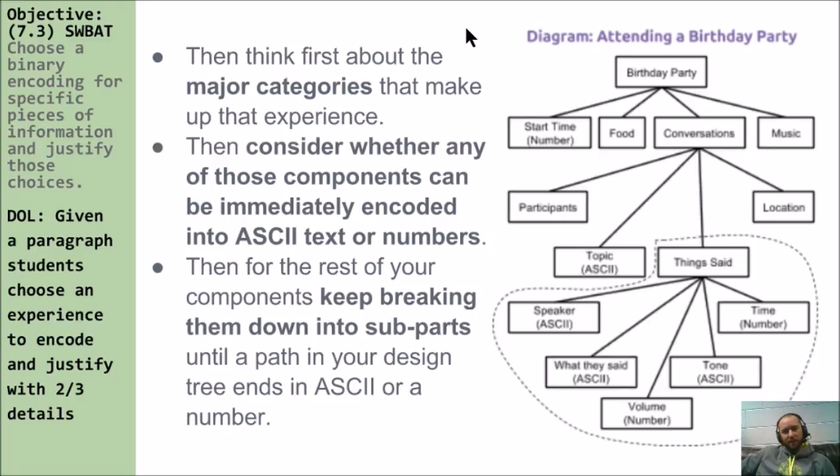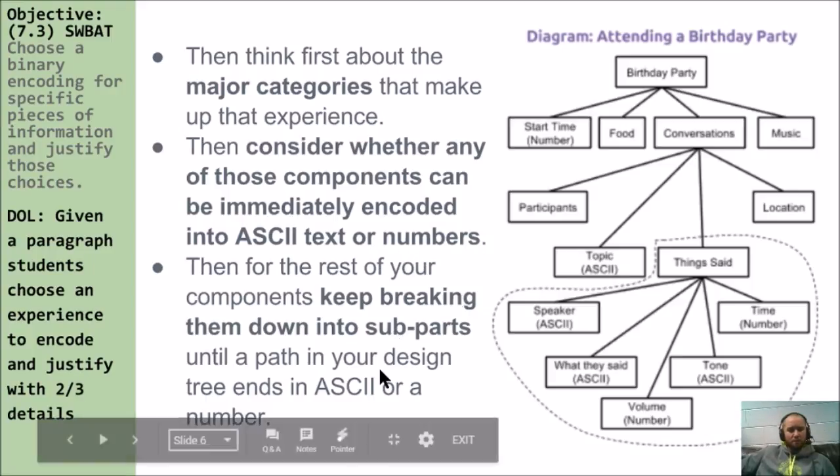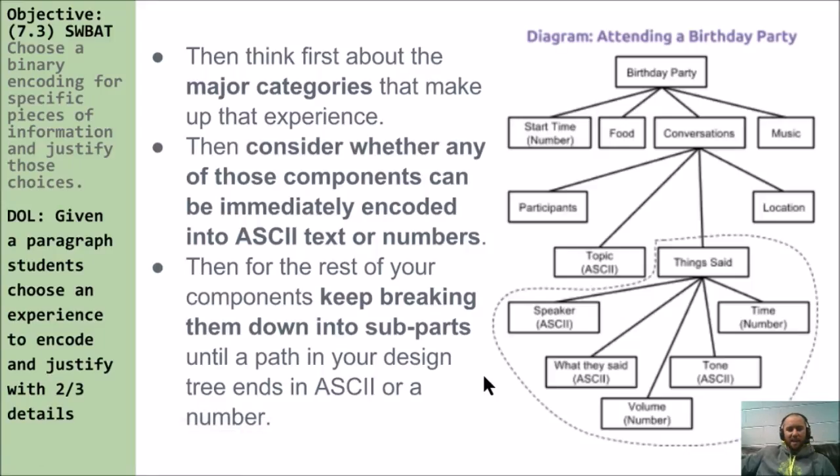So here's a diagram of a birthday party. The first dot says, think about the major categories that make up that experience. So with the birthday party, we have the start time, food, conversations, and music. Then consider whether any of those components can be immediately encoded into ASCII text or numbers. Then for the rest of your components, keep breaking them down into subparts until a path in your design tree ends in ASCII or a number.